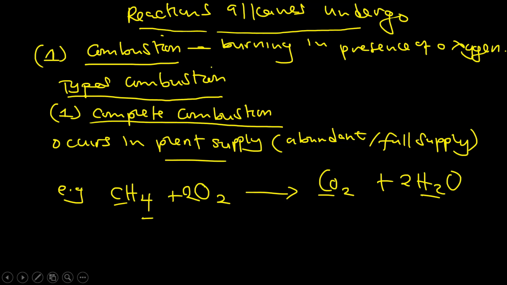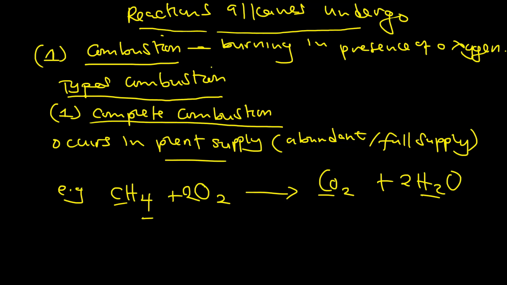One thing you need to know is that complete combustion occurs in plenty supply, full supply, or abundance of air, which is oxygen. And the products are carbon dioxide and water, always. At this point, I should say that all the compounds we are going to look at undergo combustion, producing carbon dioxide and water in full supply. So one type of combustion is called complete combustion.